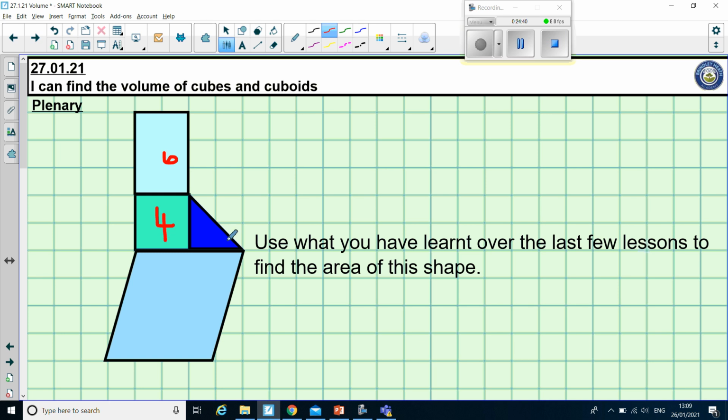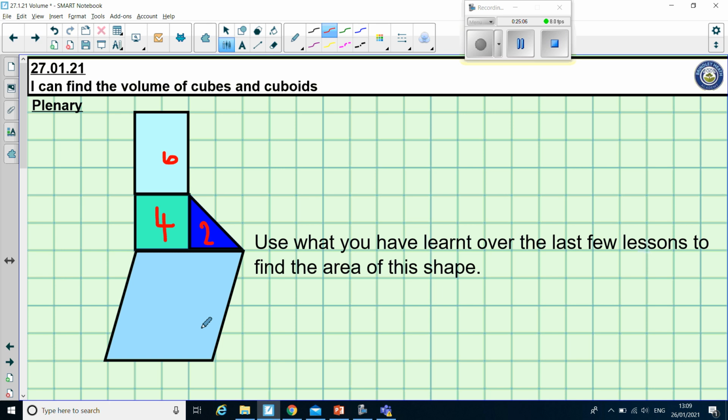Area of a triangle, do you remember how to do that? How do you find the area of a triangle? Think back to Monday's lesson. Okay, to find the area of a triangle, we do the base times the height and half it. Really important that you half it. Right, base is 2, height is 2, 2 times 2 is 4, half it, 2 centimetres squared for that bit.